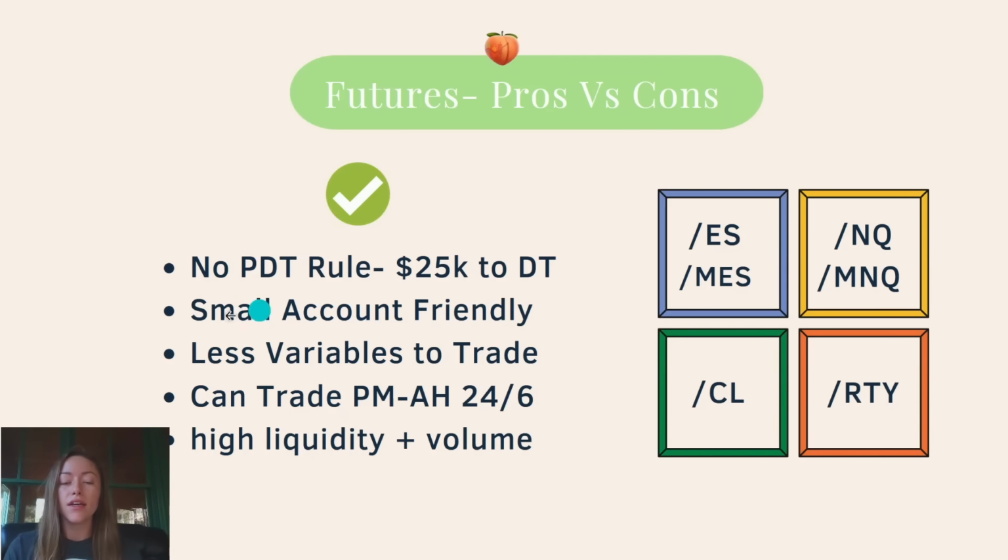Less variables to trade, so you don't have anything like Greeks. When it comes to options trading, Greeks can be a little bit more complicated and a learning curve for a lot of people. You can trade pre-market and after hours 24/6, so there is an hour gap and then obviously the weekends, but you can have a lot more flexibility when it comes to trading. And there's very high liquidity and volume when it comes to futures trading, so you never have to worry about getting a fill as long as you're trading the right contracts with high volume.